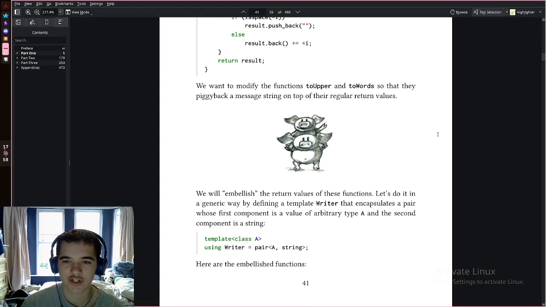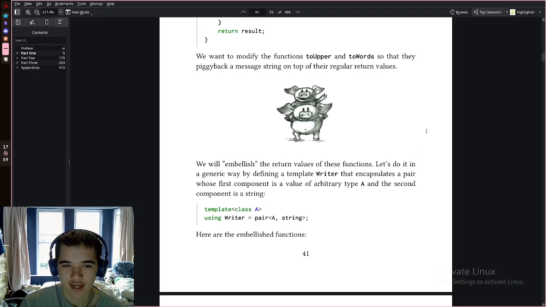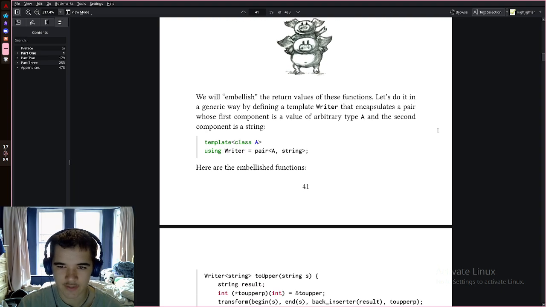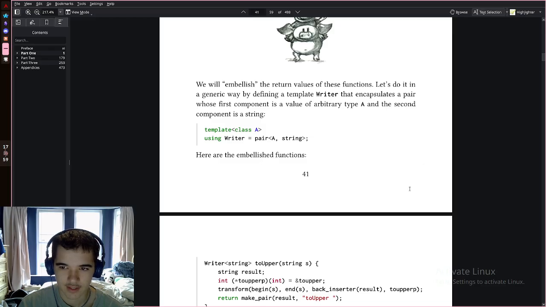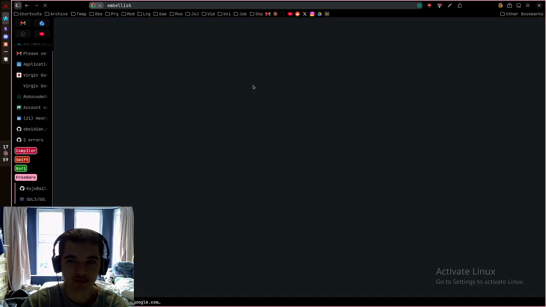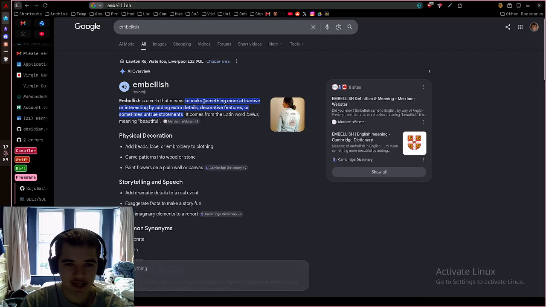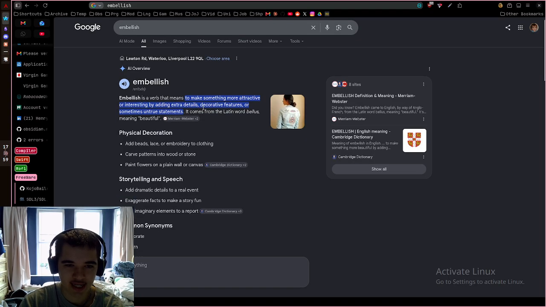We want to modify the functions to output words so that they piggyback a message string on top of their regular return values. We will embellish the return values of these functions. Embellish is a verb that means to make something more attractive or interesting by adding extra details, decorative features, or sometimes untrue statements. It comes from the Latin word bellus, meaning beautiful.